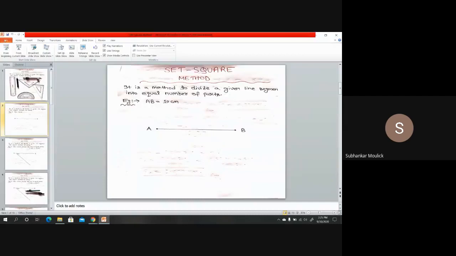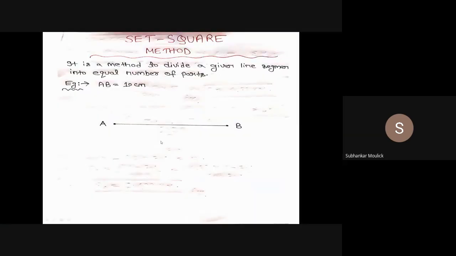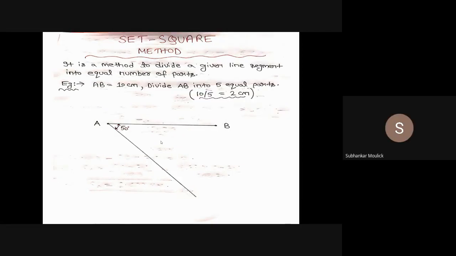Fine. So the very first step is to draw a given line segment AB of length 10 centimeter. Here I have taken this line segment AB to be a horizontal line segment. Is it clear? Yes, sir. Next step.